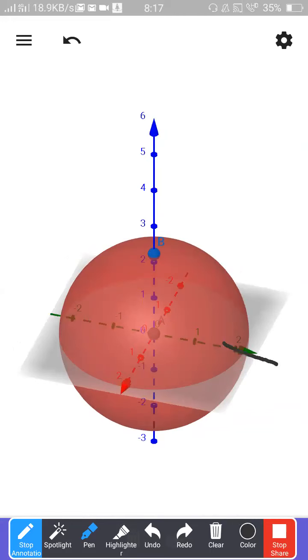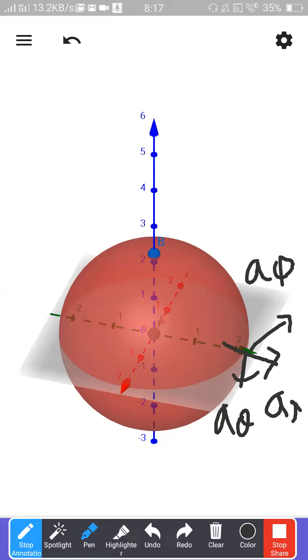Definitely your AR will be going in this direction. And your theta will be going in this direction. Your phi will be going in this direction. R, theta, phi. Is it satisfying or not, sir? Anybody? No idea.